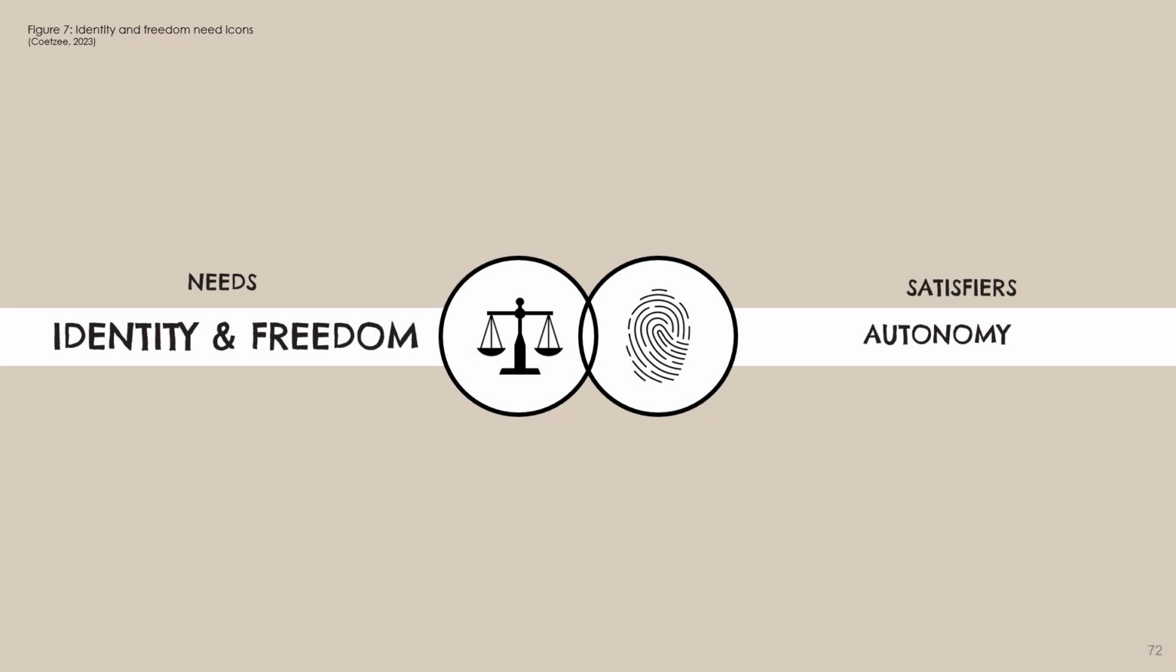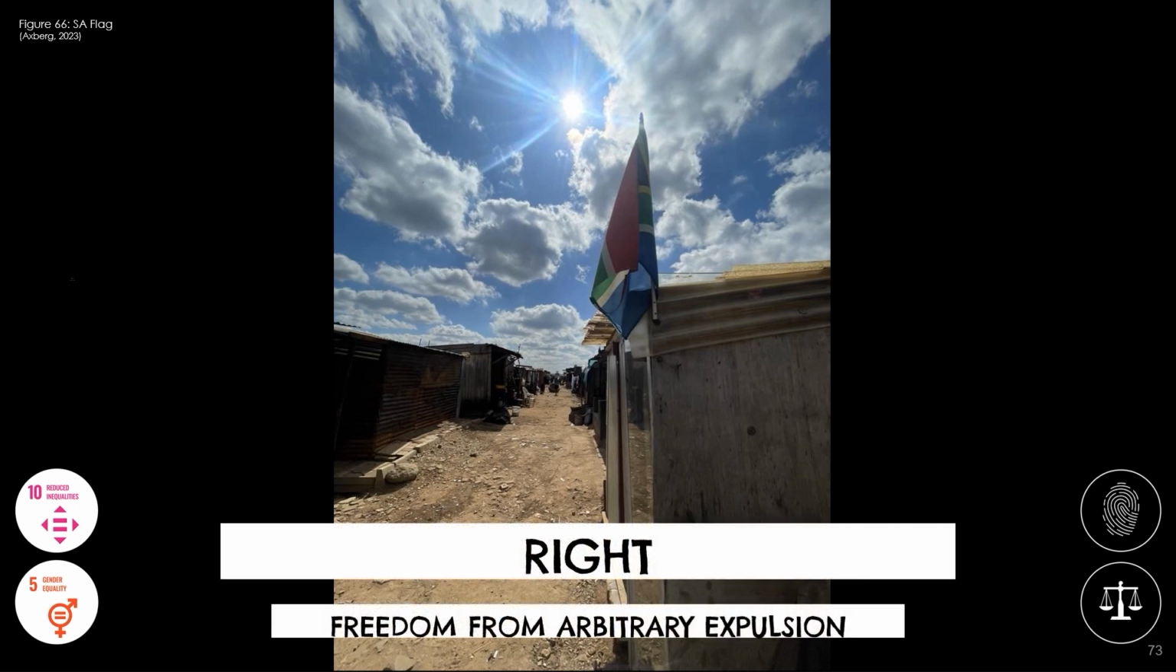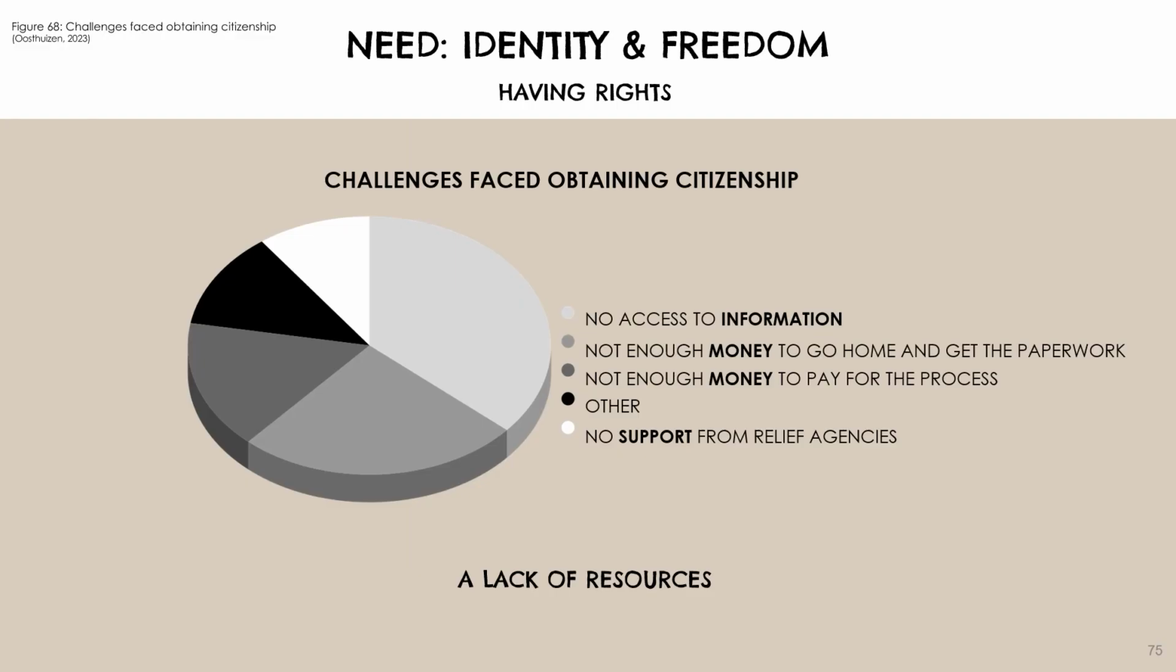We analyze the influence of the needs for identity and freedom together in terms of autonomy. Humans internationally have the right to equality and non-discrimination and the freedom of non-citizens from arbitrary expulsion. We heard many people are afraid to obtain citizenship or even a working permit in fear of being deported. Many challenges are encountered when trying to obtain citizenship. It is largely due to a lack of resources, whether financial or social.